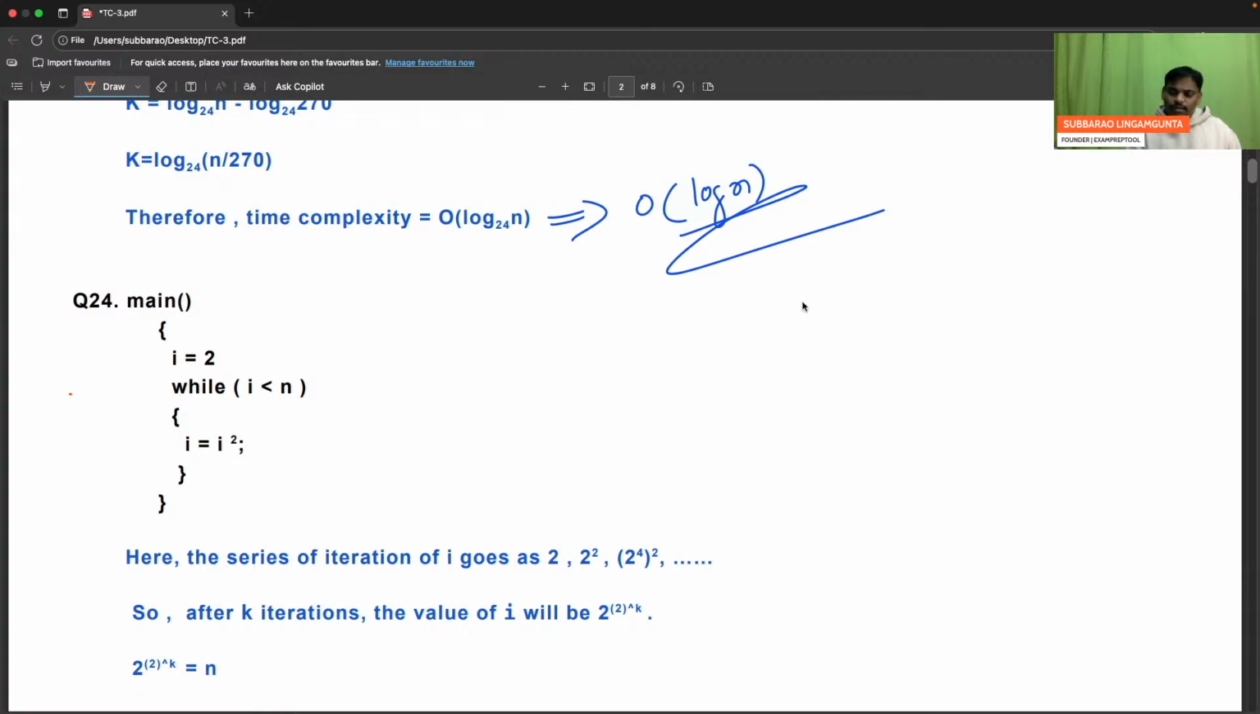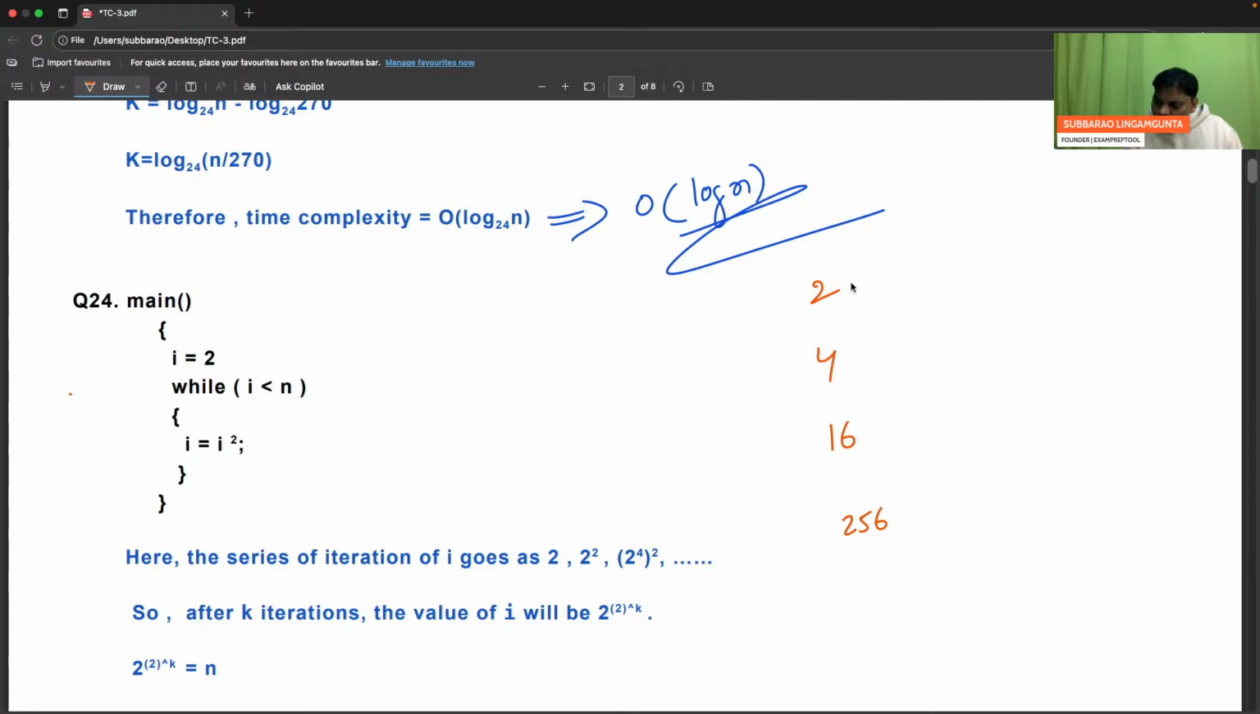I will explain. Initially, i value is 2. Then whatever you have, whole power 2, it became 4. Whatever you have, again whole power 2, 4 square, 16. Whatever you have, whole power 2 again, so 16 square, 256. Whatever you have, whole square.